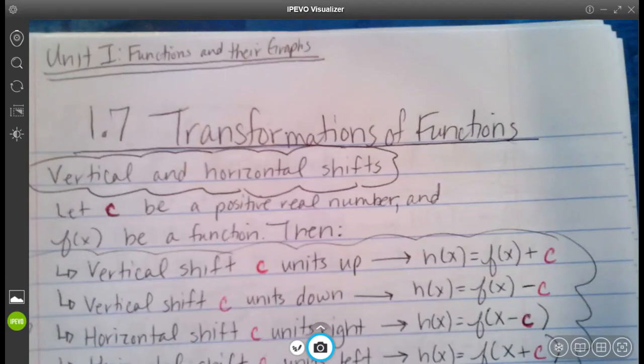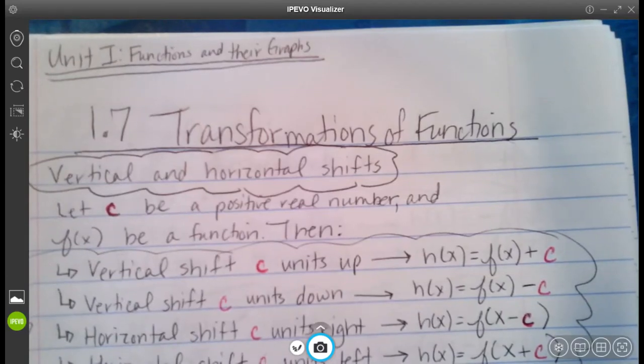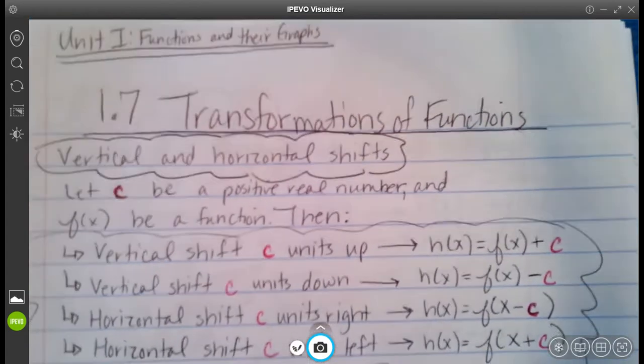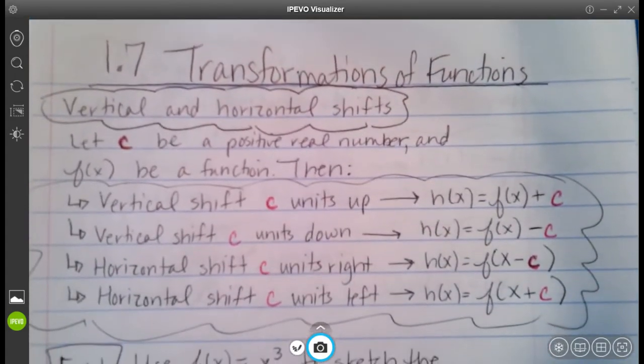All right, in this video, we're going to go ahead and cover section 1.7, transformations of functions, still part of unit 1. This should be a nice, easy video. It's a lot of review. We have some things you need to copy first.